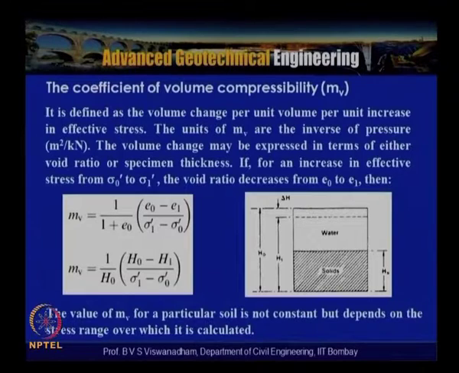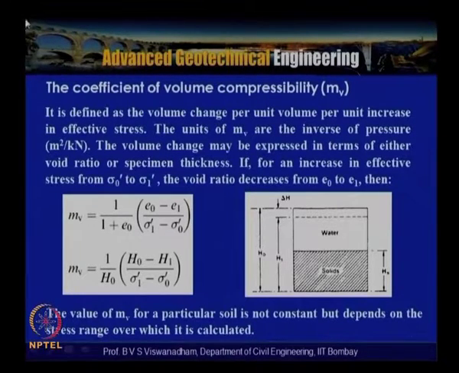So it is defined as the volume change per unit volume per unit increase in effective stress. The coefficient of volume compressibility is defined as the volume change per unit increase in the effective stress, and the units for mv are meter square per kilonewton or meter square per meganewton. The volume change may be expressed in terms of either void ratio or specimen thickness. If for an increase in effective stress from sigma naught dash to sigma 1 dash, the void ratio decreases from e0 to e1.